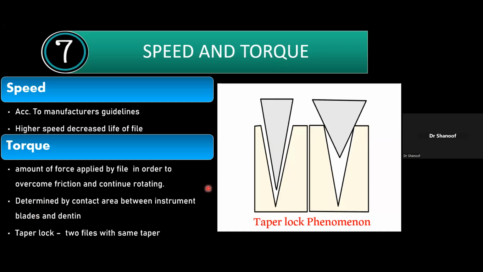There is one important concept called the taper lock phenomenon. When you use instruments of the same taper but progressively larger size in root canals, there is excessive friction due to the increased contact area of the file with the dentinal wall. To prevent this, we should always use files of two different tapers to prevent this excessive torque on the file. For example, if we work with 24%, then we should shift to 26%, then 25.4%. So the friction on the file is reduced because of the reduced contact area.